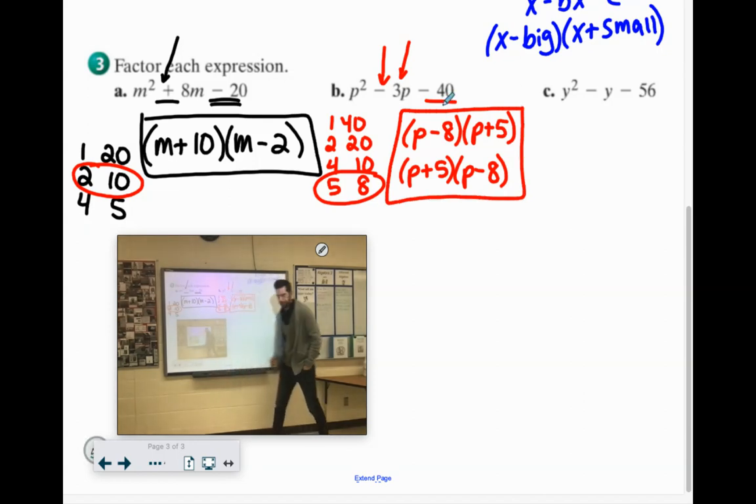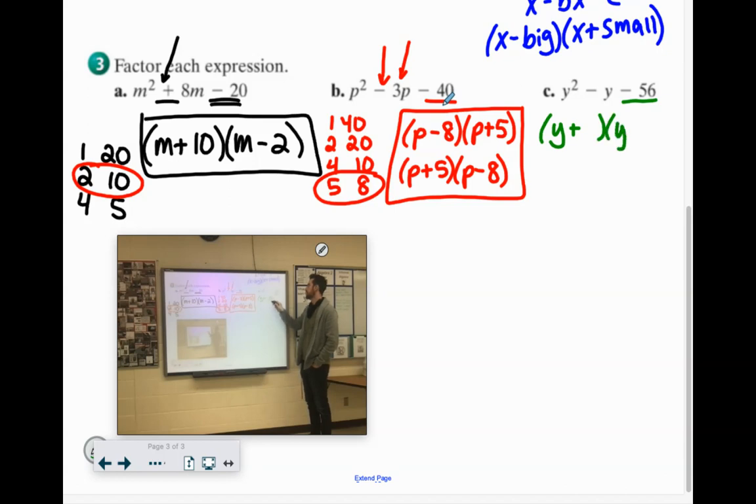And then the last one ends in minus, so we know it has to be one of each. Right? y plus something times y minus something. It adds up to a negative number, which means our big number is going to go with a minus. But how far apart do we need these numbers to be? There's an invisible 1 there, so we need numbers that are 1 apart from each other.